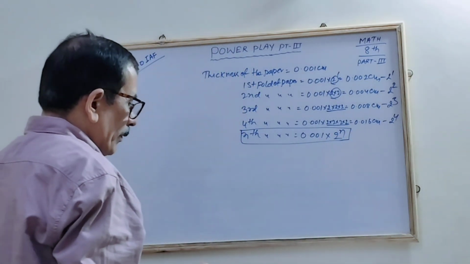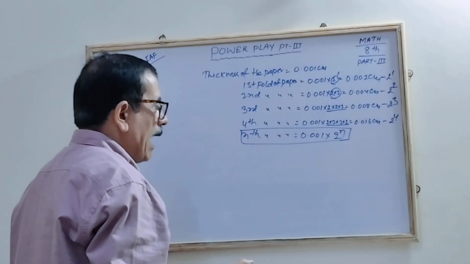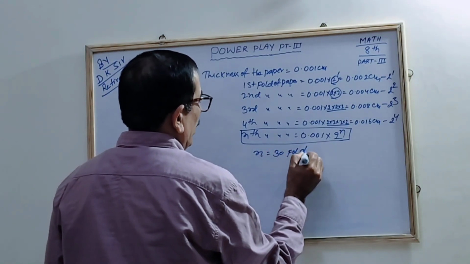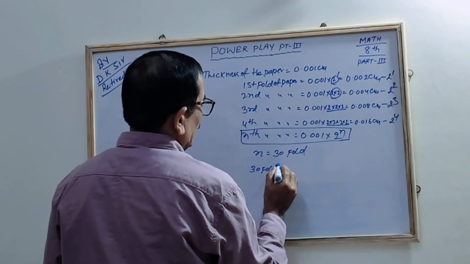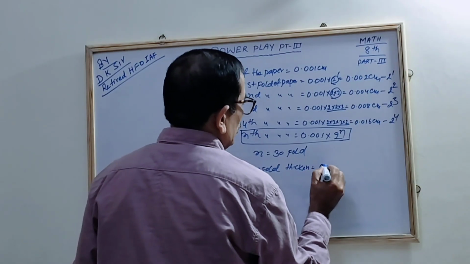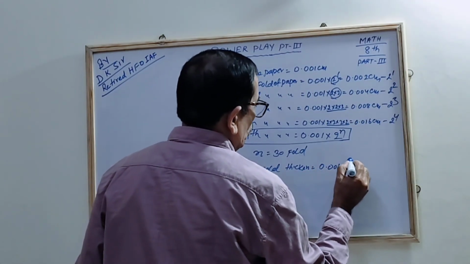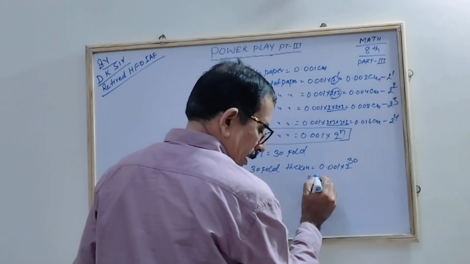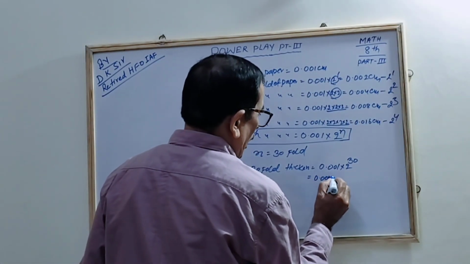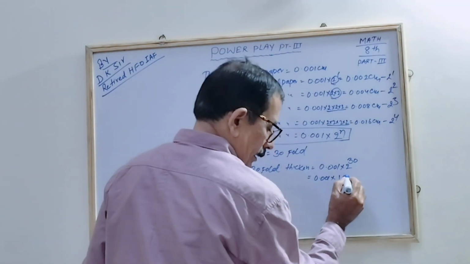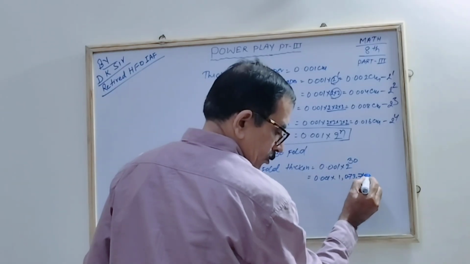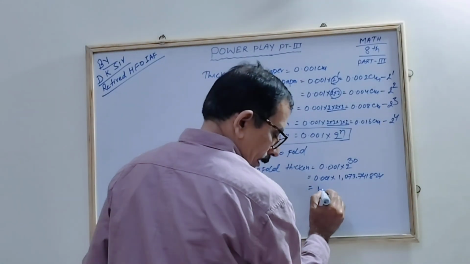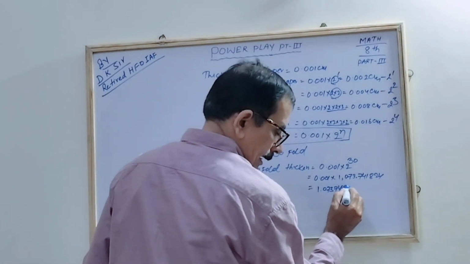So if I ask you what do you think the thickness would be after 30 folds? The question is given, n is equal to 30 folds, correct. So after 30 folds the thickness will be 0.001 into 2 to the power 30, understood. When you multiply, 2 to the power 10 is equal to 1024, and when you multiply further, you are going to get 1,073,741,824 centimeter.